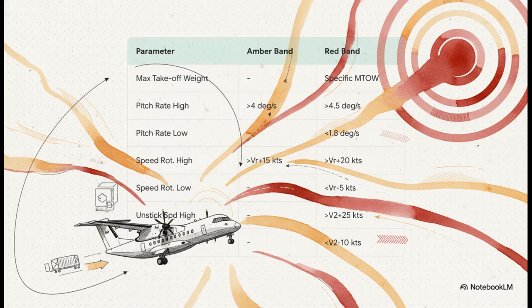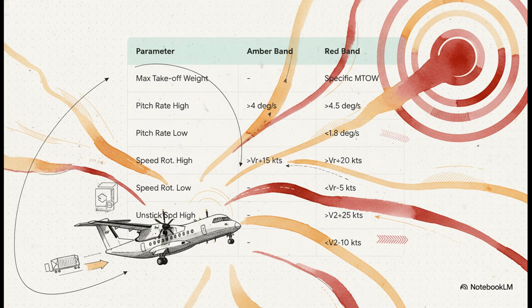Moving into the pitch phase, as you pull back on that yoke, a pitch rate high averaging over 4 degrees per second triggers amber, and anything pushing over 4.5 is red. On the flip side, a sluggish pitch rate low under 1.8 degrees per second is also a red band.